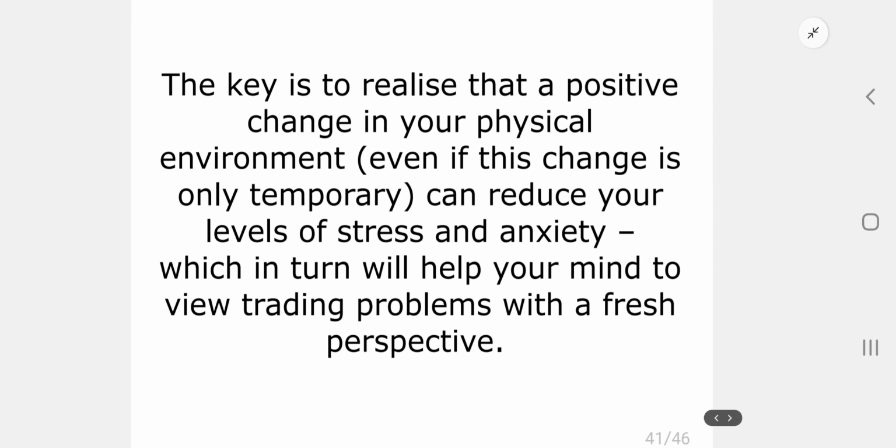The key is to realize that a positive change in your physical environment, even if this change is only temporary, can reduce your levels of stress and anxiety, which in turn will help your mind to view trading problems with a fresh perspective.